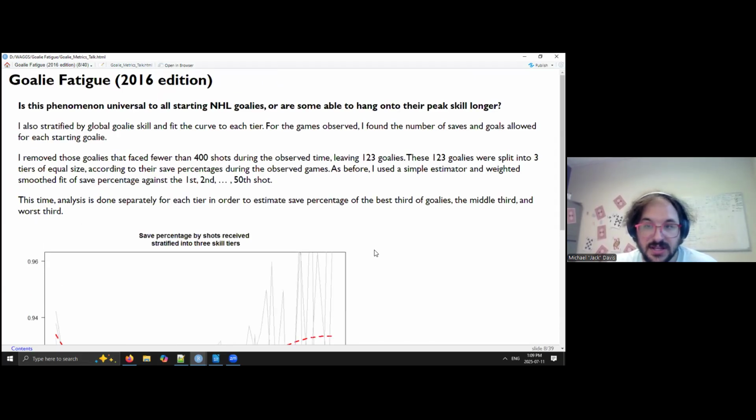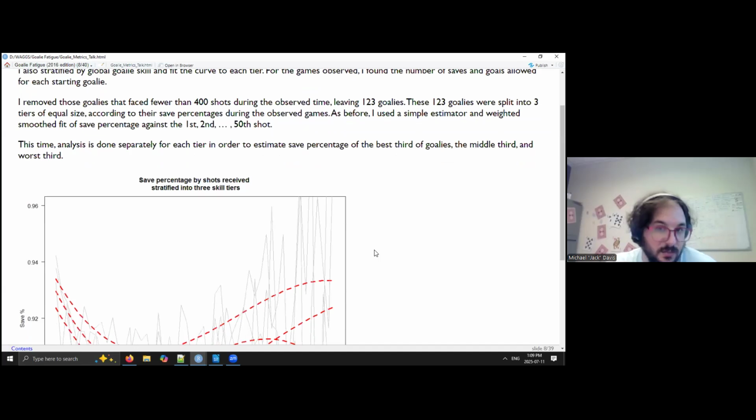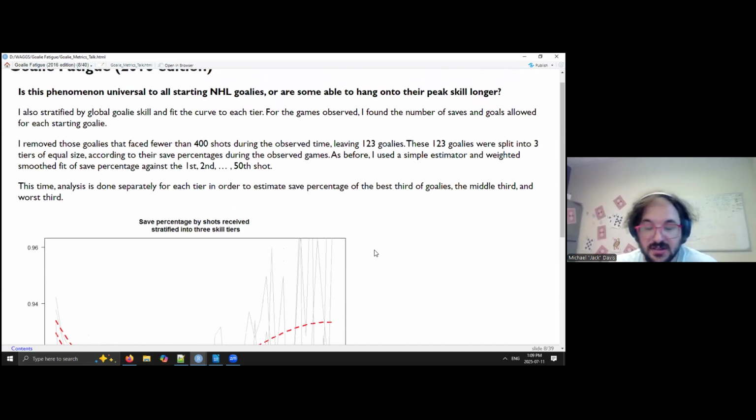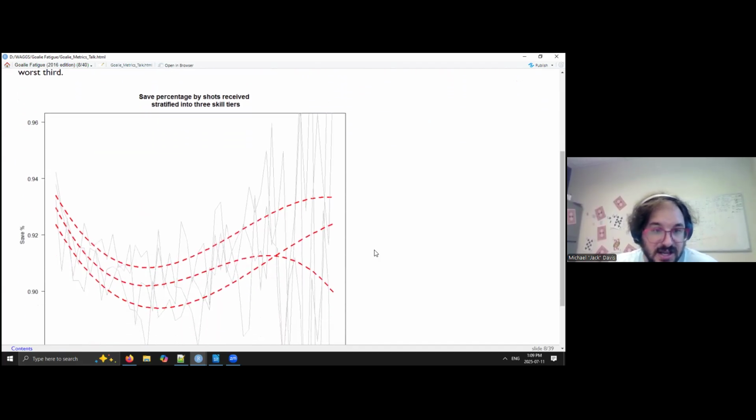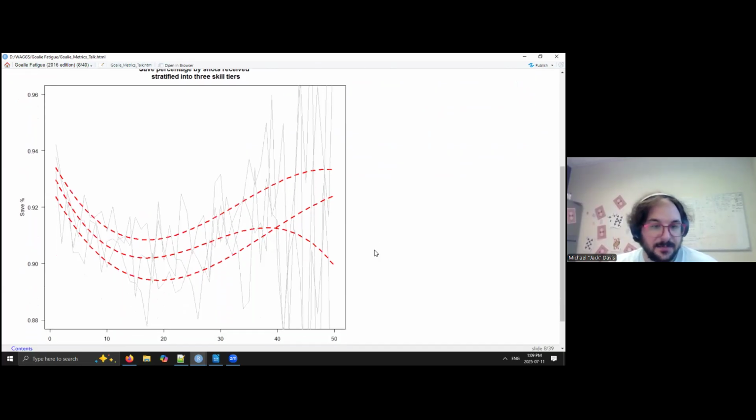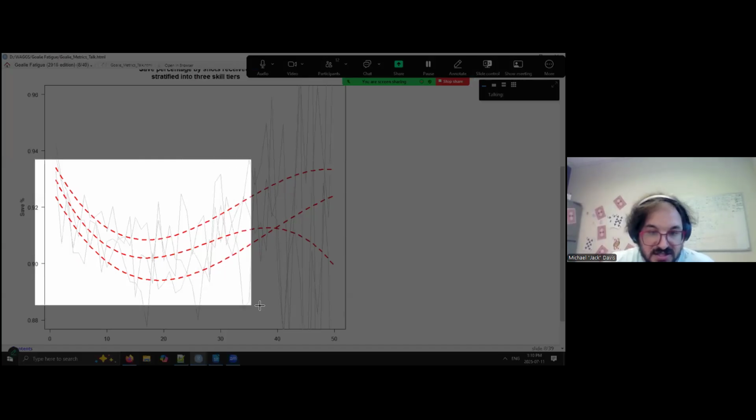Another thing we can do is look at different goalies. So if I take the 123 goalies that faced 400 shots in this range, which was 2013, 14, 15, 16, we can build three different curves based on fitting a curve only to the top one third of the goalies. So their save percentage is universally higher. And the trend seems to be about the same.